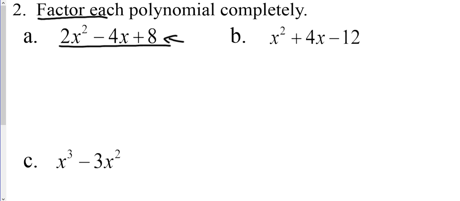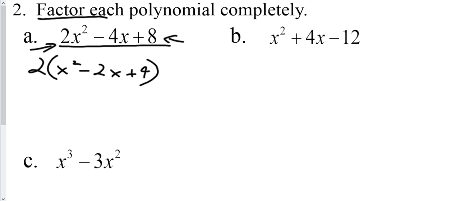So first thing is find your greatest common factor. So what can go into all three of these terms? Sometimes it's nothing, sometimes it's not nothing but 1, but here I have a 2, a -4, and an 8. Well, I can recognize that a 2 can be factored out. From here I get 2 times what? That's going to be x squared minus 2x plus 4.